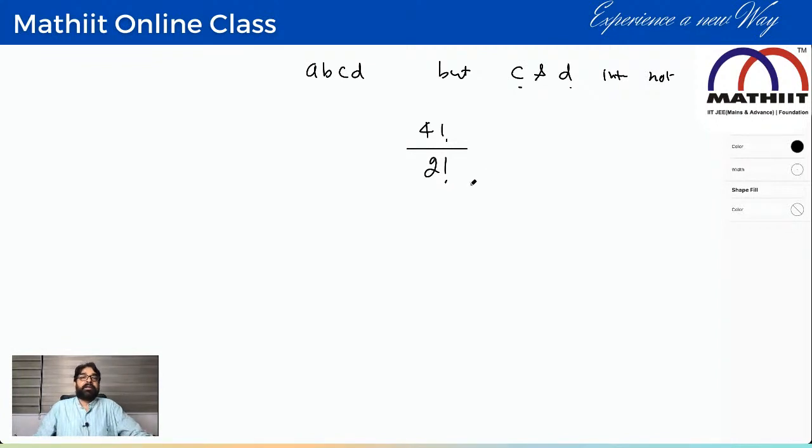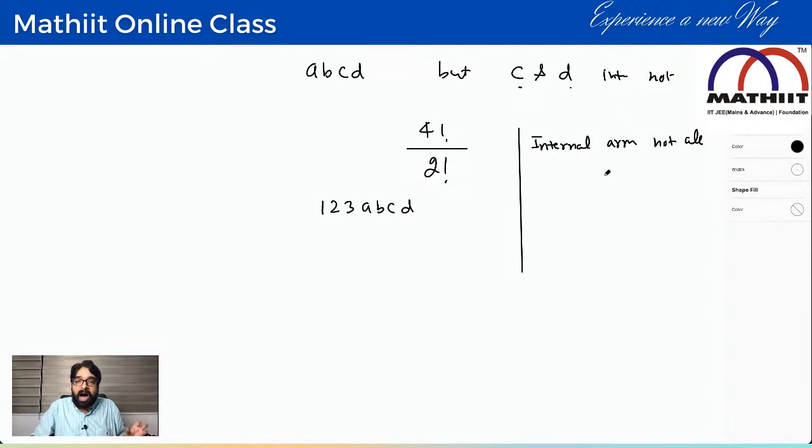Am I right? If I say in how many ways can I arrange 1, 2, 3, A, B, C, D, if internal arrangement of the digits is not allowed. See, they will not mention internal arrangement; you have to understand it the other way. Interchanging the position of 1, 2, 3 is not allowed, or the order of 1, 2, 3 should not change. This wording can come in different ways. One is that internal arrangement is not allowed.